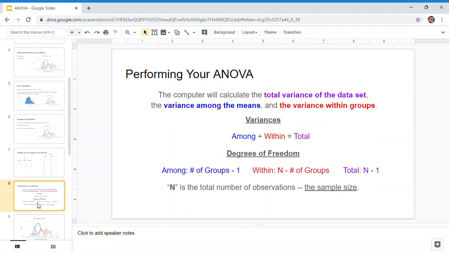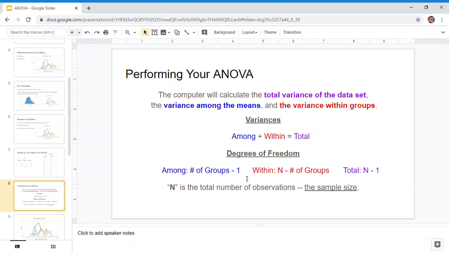When you perform your ANOVA, the computer is going to calculate the total amount of variance in the data set, the variance that is explained by differences among group means, and the variance that's left over within each group after you've explained the difference among means. And those variances add together. So the among groups and the within groups together are the total variance.